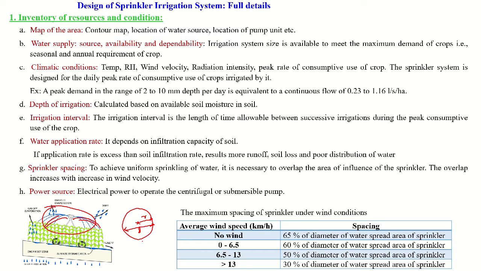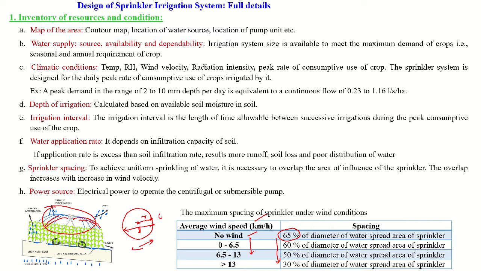So this diameter, how much overlapping or how much diameter it covers, is based on the wind condition, in kilometers per hour. Suppose there is no wind or minimum wind, in this condition the maximum area of diameter is 65% of the diameter of the water spread area of your sprinkler. But as the wind speed increases, the spreading area or diameter always reduces.